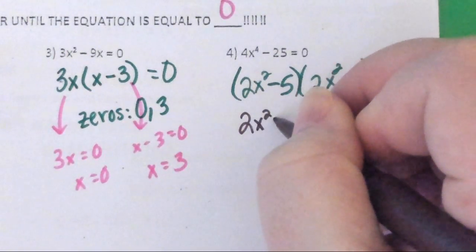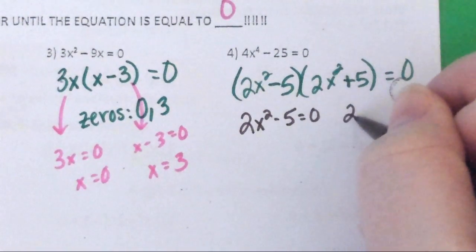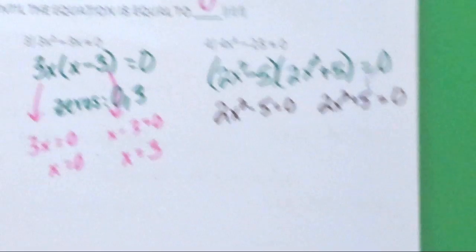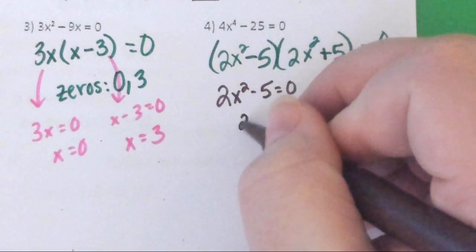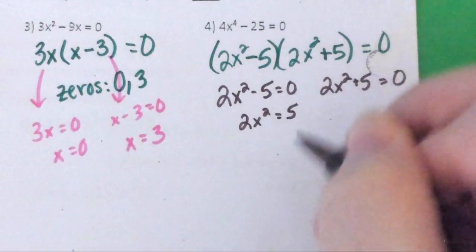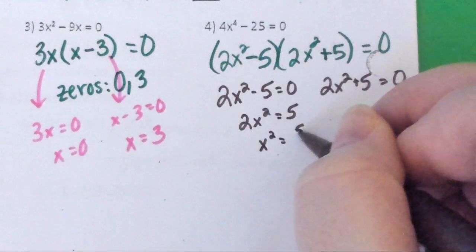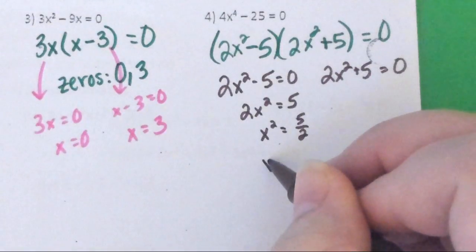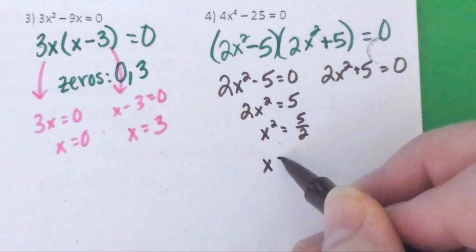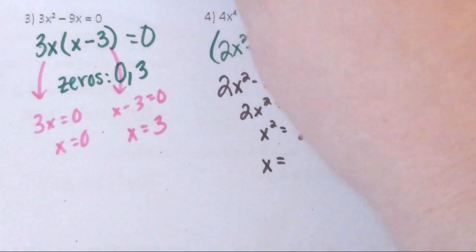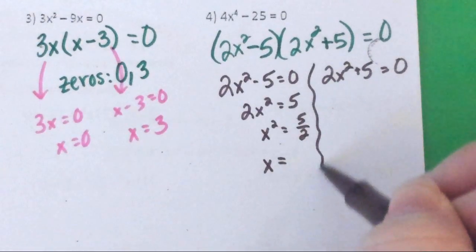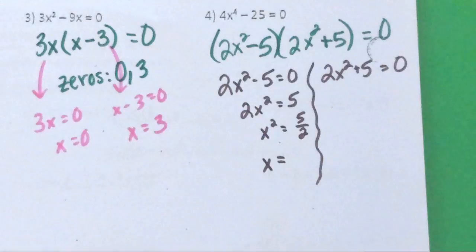So I'm going to do 2x squared minus 5 equal to 0, and 2x squared plus 5 equal to 0. So if I start solving this equation, I've got 2x squared equals 5. x squared equals 5 over 2. And what do I do to get x by itself? What operation do I need? I need that x squared to be an x. What am I going to have to do? I want to get rid of the squared. How do you get rid of the squared?